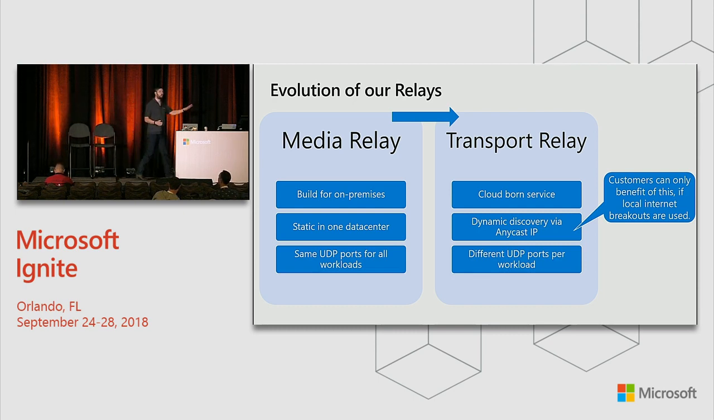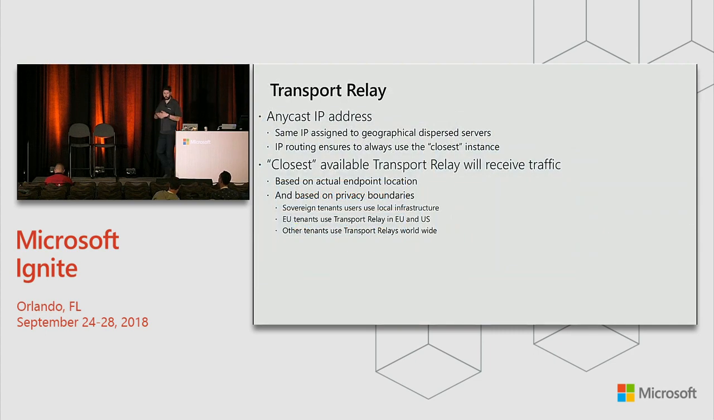Media relay no longer used by Teams. Actually, they were never used by Teams. We only use the transport relays. So the properties of a transport relay, it's an anycast IP address. So theoretically, all of our transport relays in the world have the same IP address. As soon as our client connects to that IP address, it automatically connects to the closest one to them.